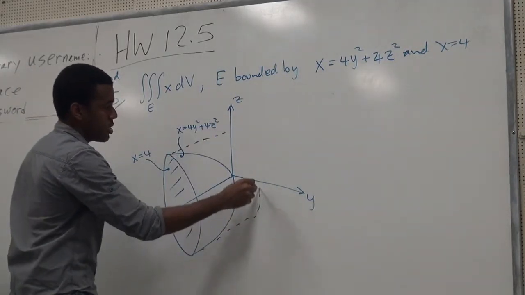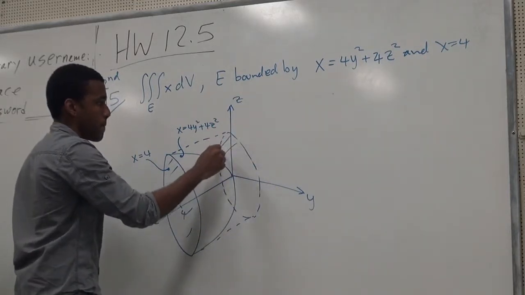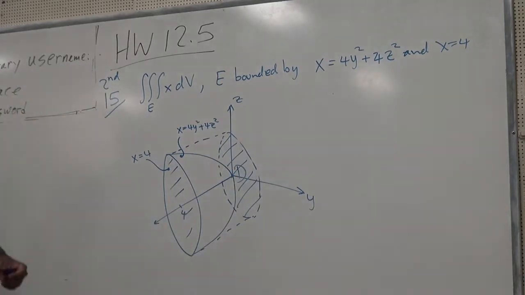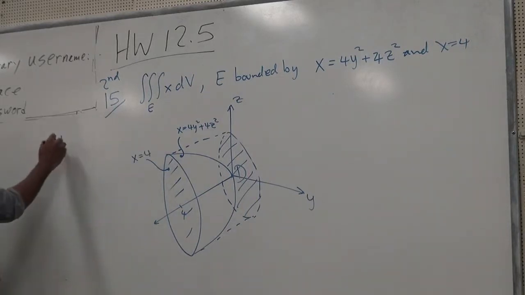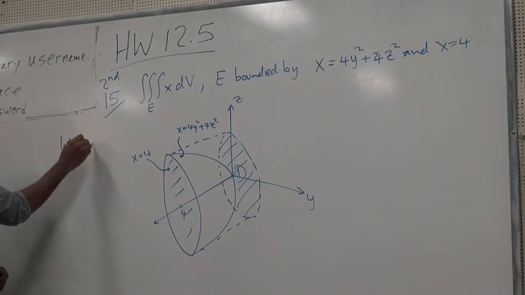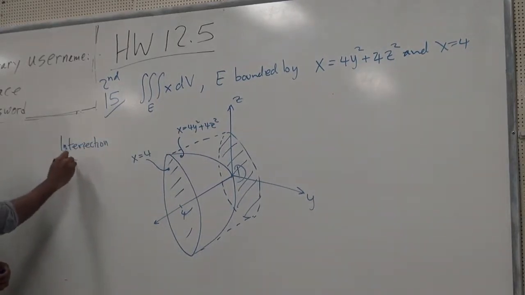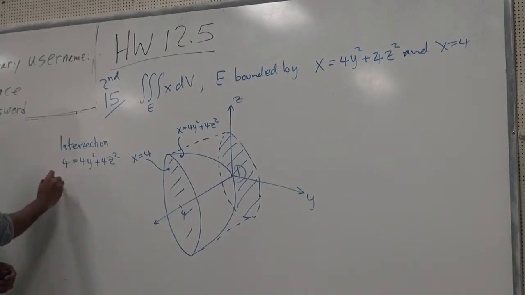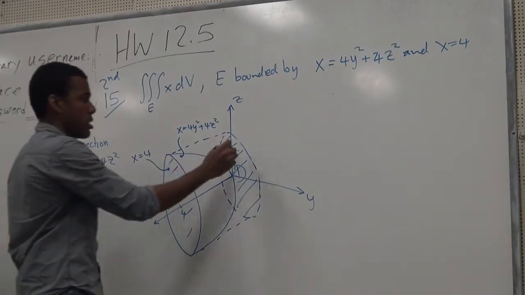So I try to project this into the yz plane. It's obviously going to be a circle. So that's my region D. What's going to be the radius of the circle? 1. Because it's where x equals 4 intersects this, right? So the intersection: x equals 4 plugged into that, you just get 4 equals 4y squared plus 4z squared, which means y squared plus z squared equals 1. And so that's the equation here.